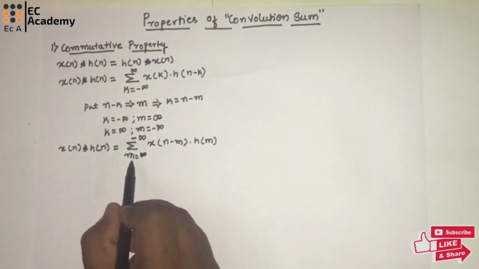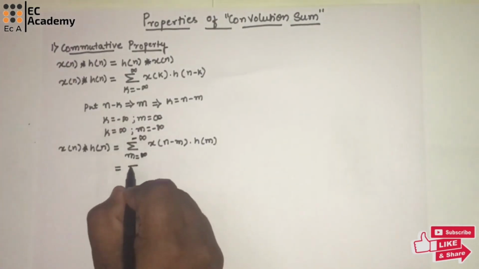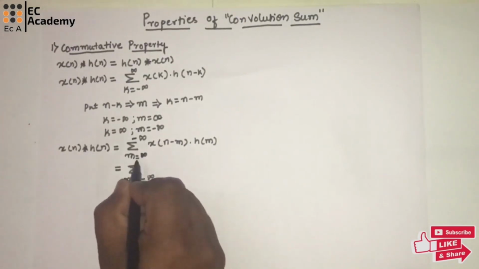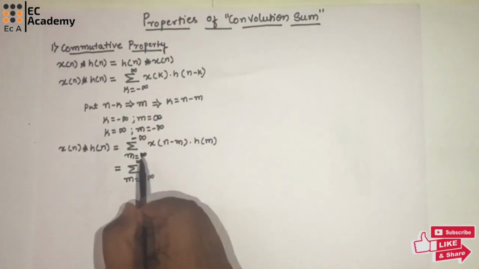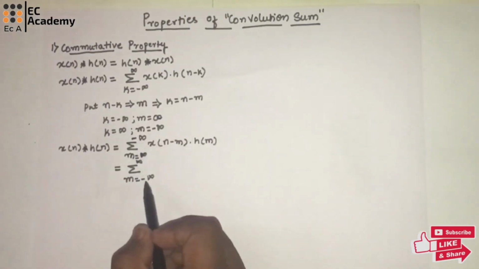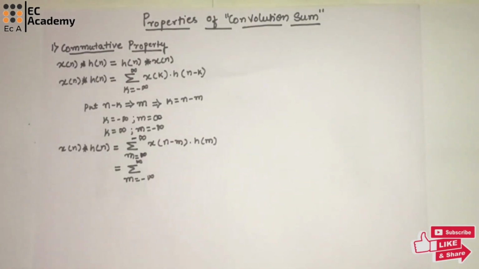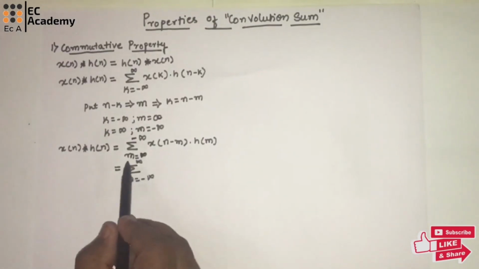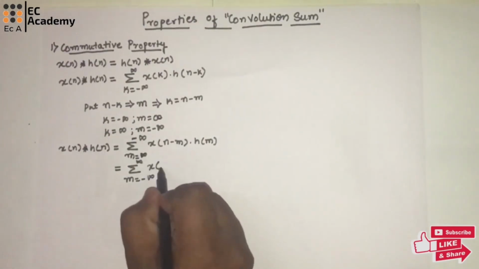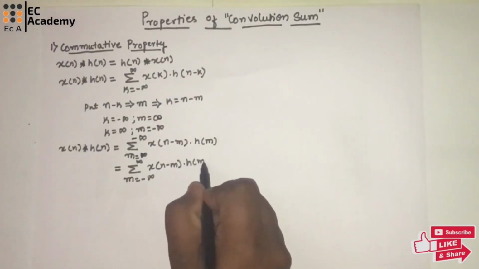Now this summation can be written as summation of m is equal to minus infinity to infinity, because adding the terms from infinity to minus infinity will be same as adding the terms from minus infinity to infinity. So there will be no change. So that's why we can change this summation. We can write this as x of n minus m into h of m.